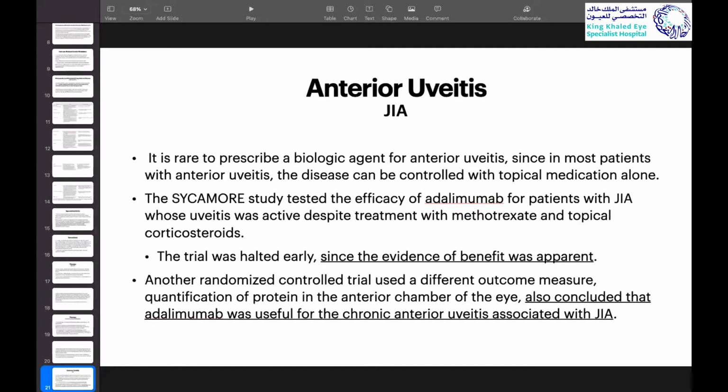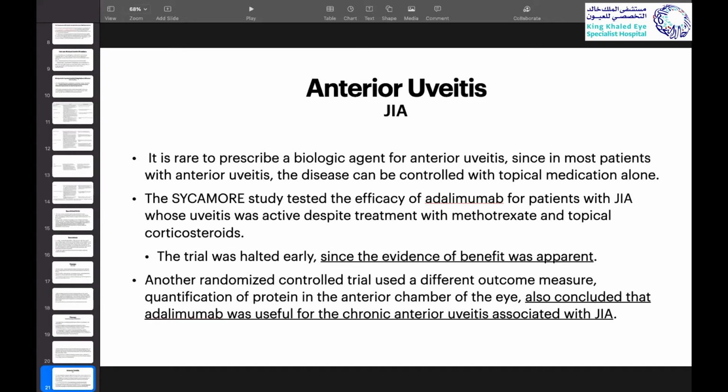If we look at juvenile idiopathic arthritis anterior uveitis, it is rare to prescribe biological agents there, since most of the patients have anterior uveitis and are usually controlled with a topical medication alone. The Sakamura study tested the efficacy of adalimumab for patients with JIA who have active uveitis despite the use of methotrexate or topical corticosteroids. The trial was stopped early because there was high evidence of benefit from adalimumab.